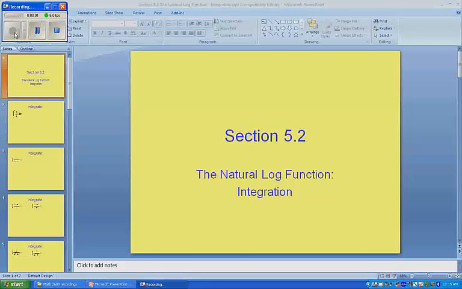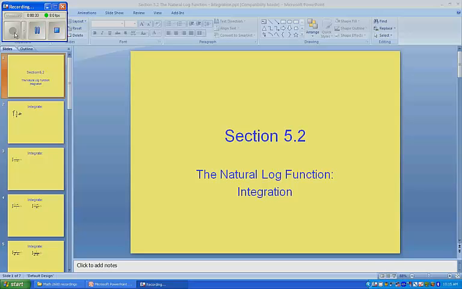I have to warn you that what we're doing today is section 2, the natural log function integration. You better be prepared, because what did we just spend 2 days doing? Differentiation, right? Now we're going to go backwards with the same function. You did this in Calc 1, but you have to be able to go back and forth very quickly.